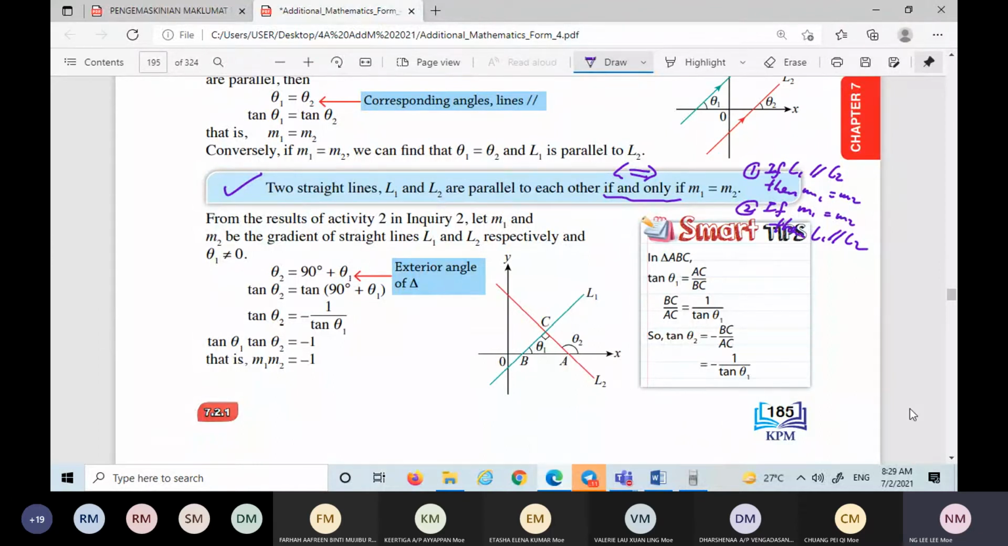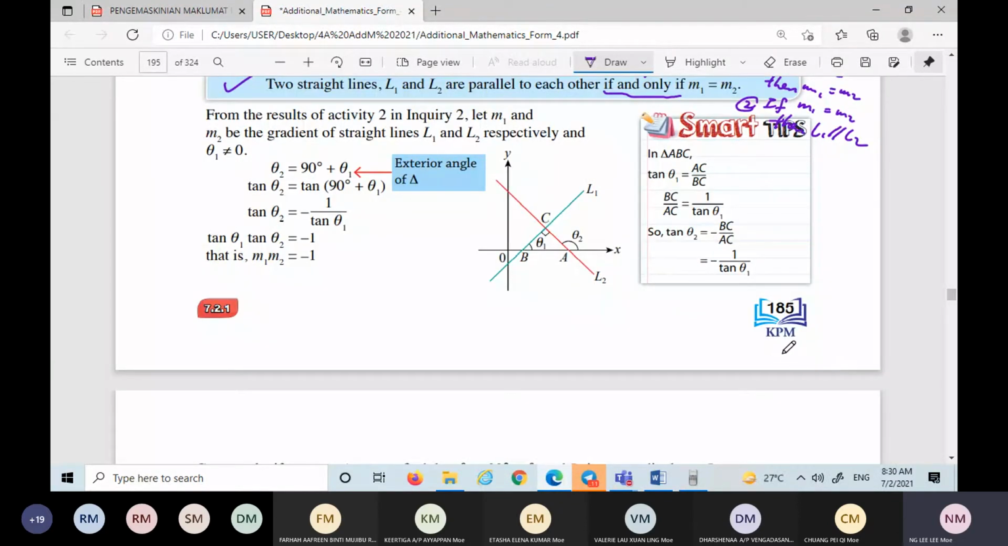Now we come to perpendicular lines. For perpendicular lines, I want you to look at this, and then you can look at this diagram also. How do they prove that m1 times m2 is equal to -1? This is the final conclusion we have, but before that, how do they prove it?